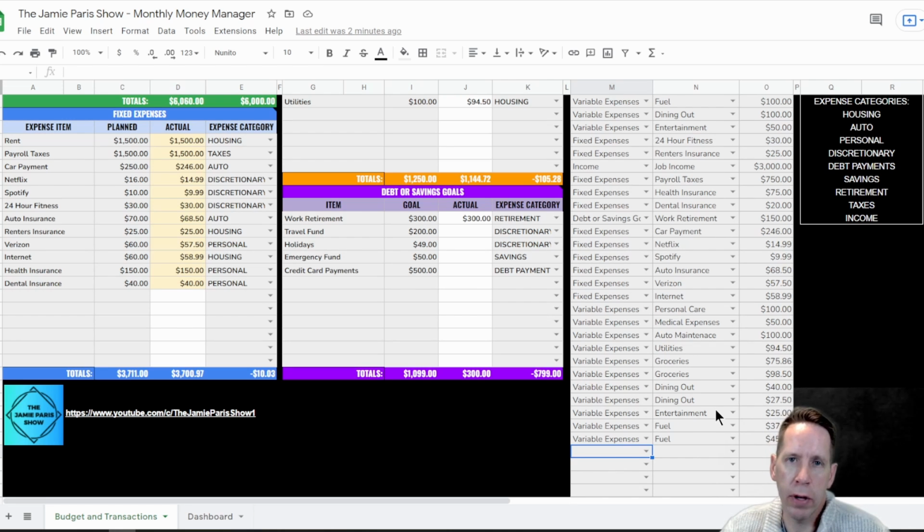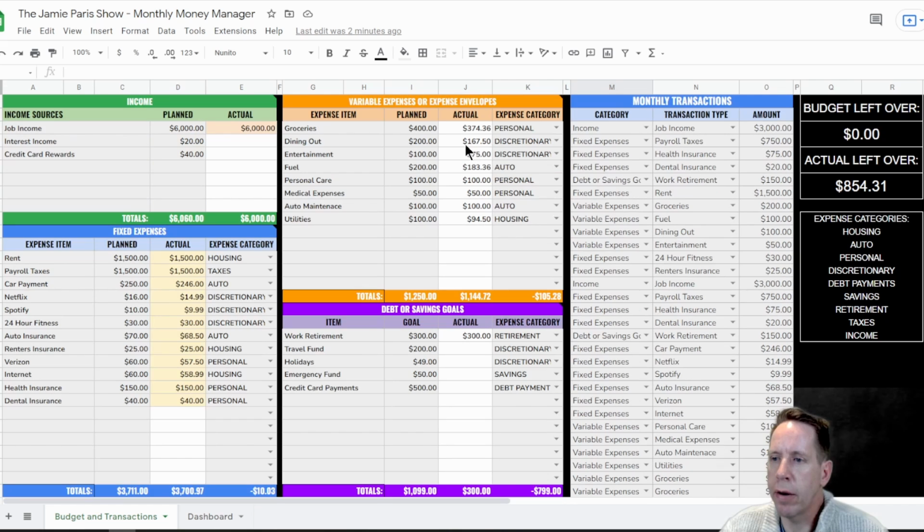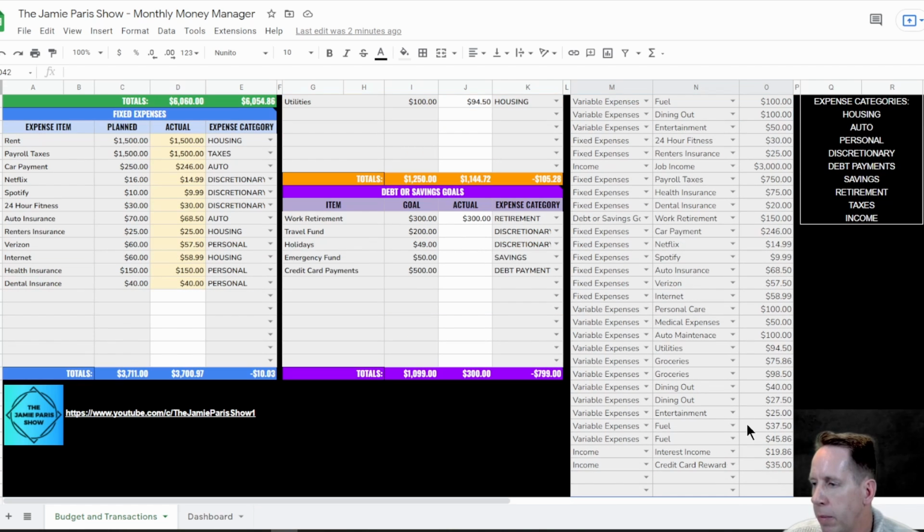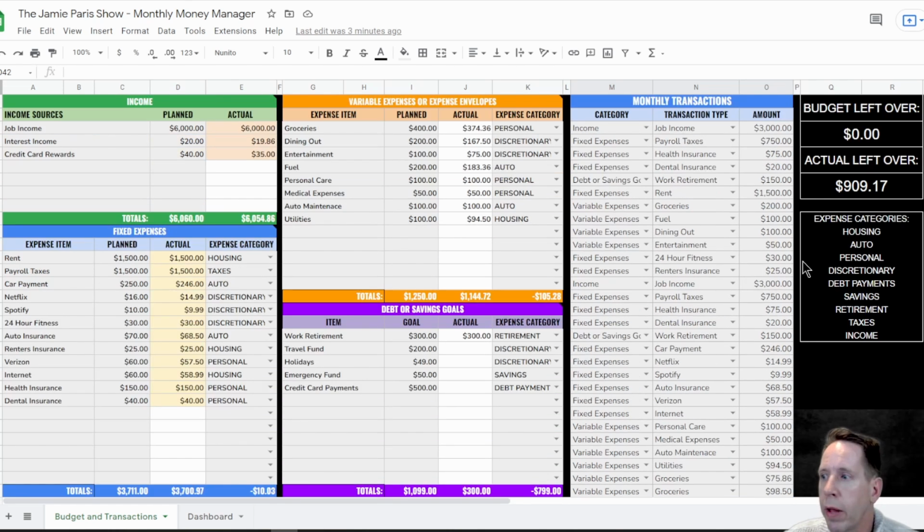So let's look at how those ended up. So again, there we saved a little bit of money on our dining out and entertainment for the month. And then same thing with fuel. They went ahead and spent the $100 that we saved earlier in the month, and then they also spent another $37.50 and $45.86. Then we also had our interest income of $19.86 for the month, as well as credit card rewards of $35. So that leaves us $909.17 for the rest of the month to put towards our debt and savings goals.